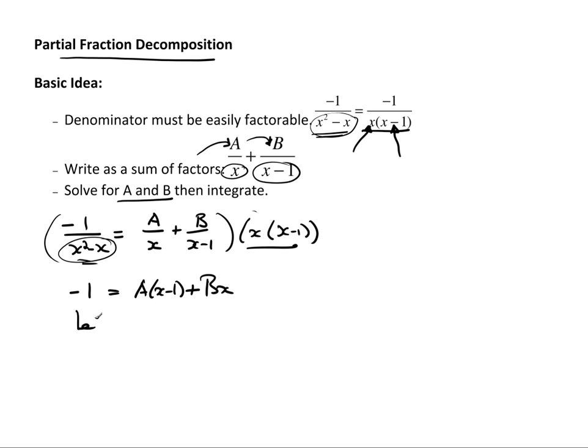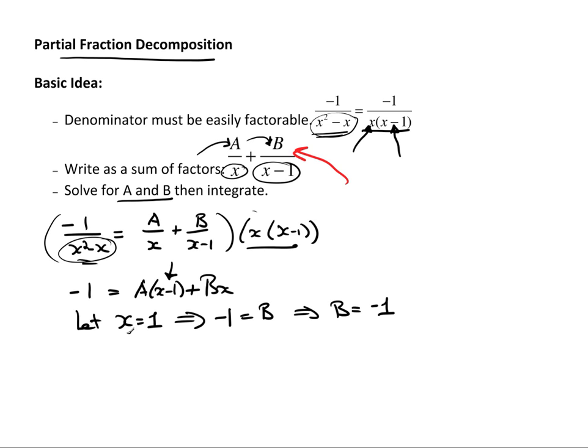So if I let x equal 1, I chose 1 because that's going to give me a 0 right here. Then all that's left is negative 1 being equal to b times 1, or b in this case equals negative 1. So now I know the value of this coefficient right there. So now I know that b is equal to negative 1.